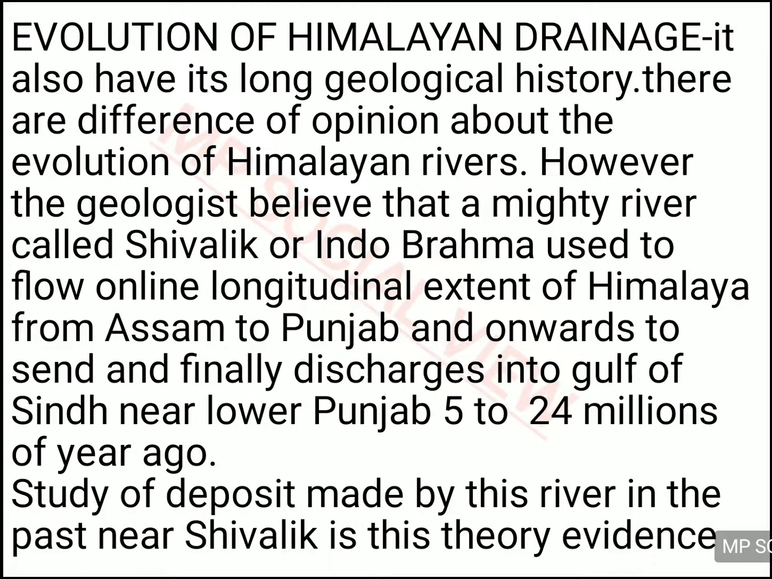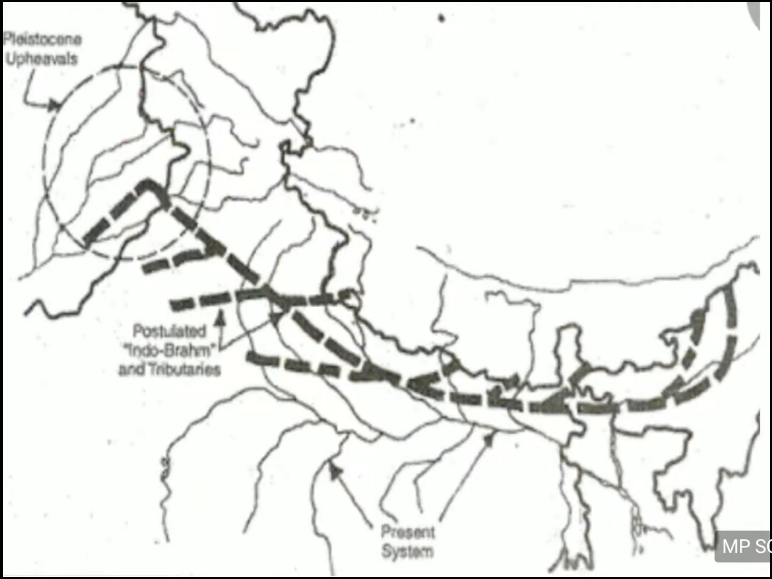Or Indo-Brahma. So you can see that river figure in the map. You can see one longitudinal river going from Assam till Punjab, then it goes to Pakistan and falls into the Arabian Sea. So this was the belief: not three rivers, but only one river was there in the past.